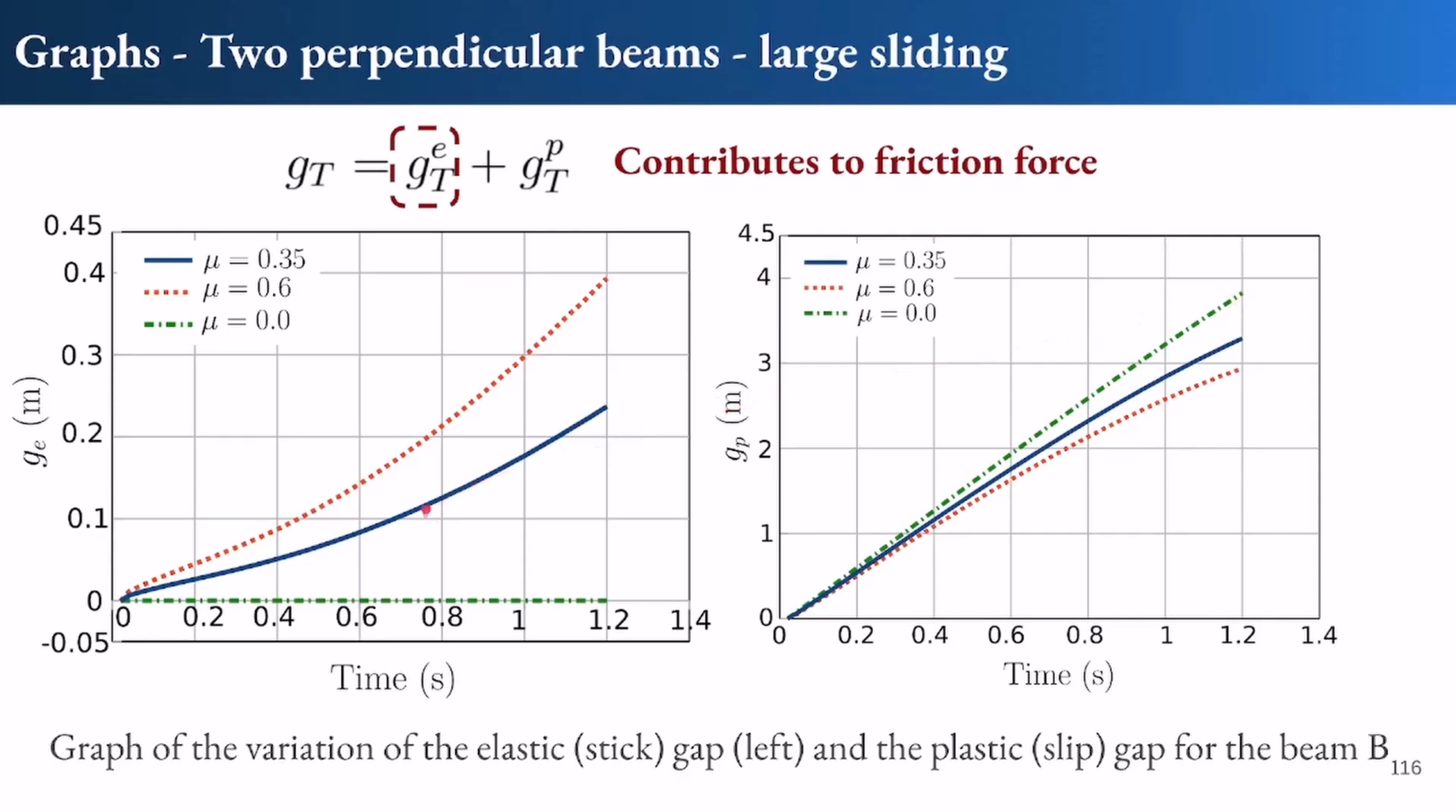Now, as you increase the frictional coefficient, you see a nonlinear increase in the elastic gap, and you see the decrease in the plastic gap because it's slipping less and less due to increasing friction. So these are a few of the graphs for the beam.